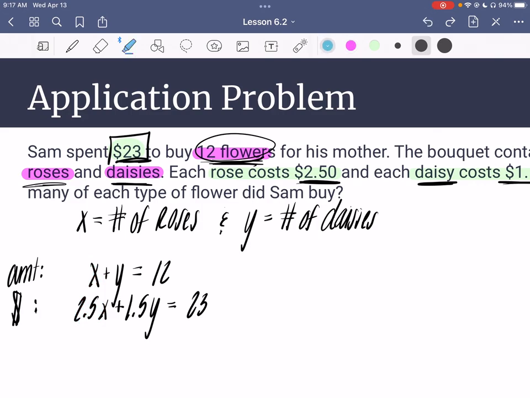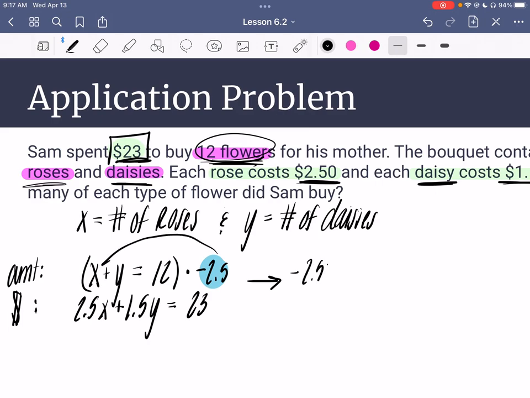Let's just say I want to get rid of my x's. So I have an x and a 2.5x. I would need my top equation to become a negative 2.5x to be the opposite of the bottom one. So that's what I'm going to multiply by here, a negative 2.5. And then I'm going to write this over to the side. So again, distribute here. So I get negative 2.5x minus a negative 2.5y, because that becomes a minus sign, equals, and then believe it or not, 12 times negative 2.5 is actually a whole number, so negative 30, which is great.